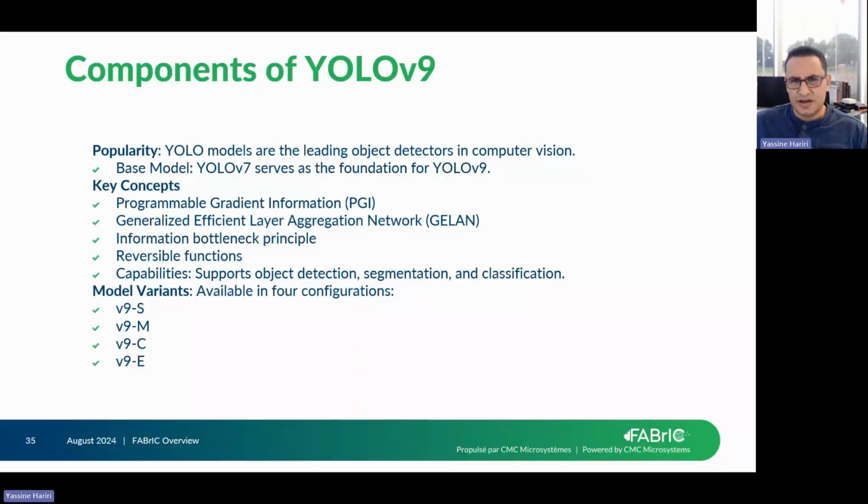The YOLO models are recognized as the most widely used object detectors in computer vision. The YOLO v9 paper built upon YOLO v7, proposing several advancements. It introduced four crucial concepts: PGI, or programmable gradient information, generalized efficient layer aggregation, the information bottleneck principle, and the reversible function, and they all aimed at improving performance. Currently, YOLO v9 excels in various tasks, including object detection, segmentation, and classification. It has four variants, each with a varying parameter count to cater to different applications.